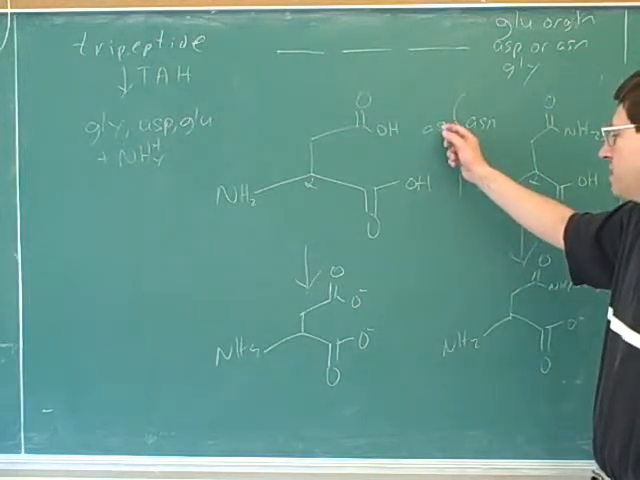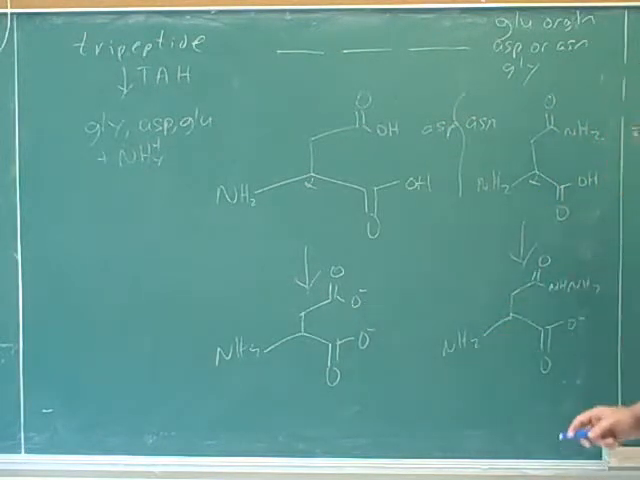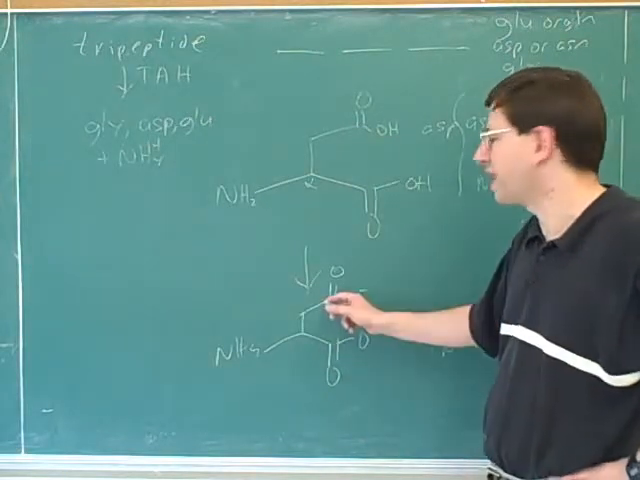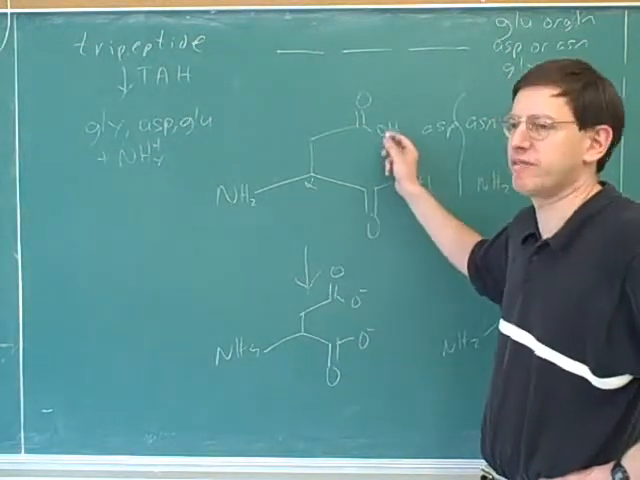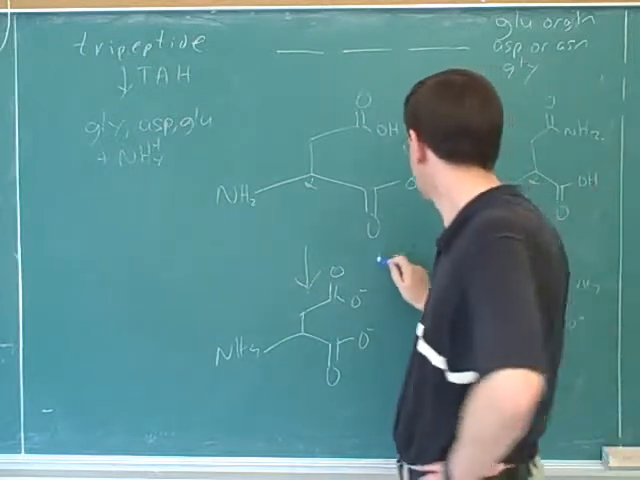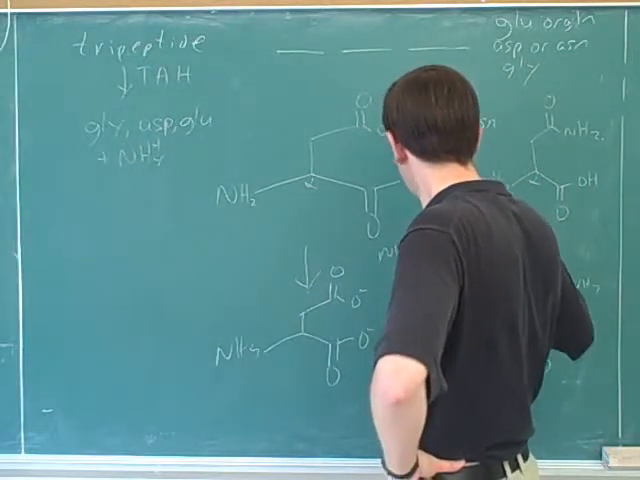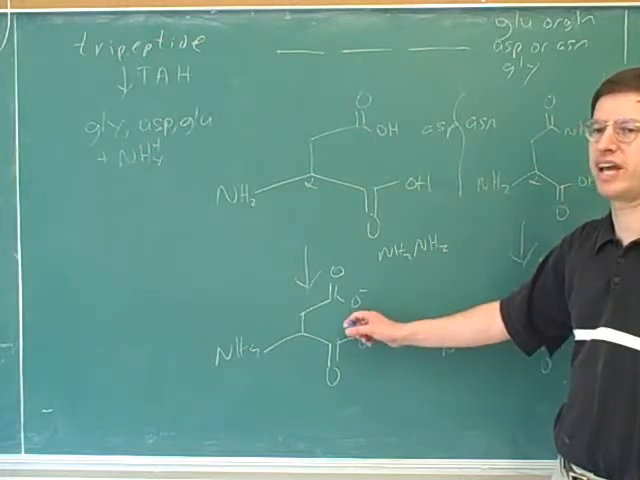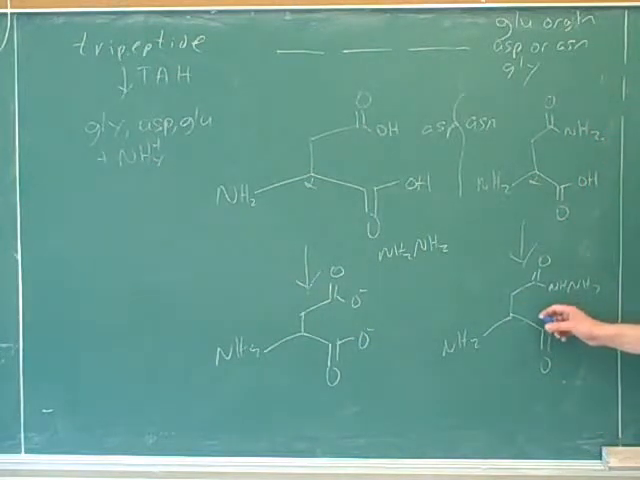Well, if you treat aspartic acid with hydrazine, you would get this. But if you treat asparagine with hydrazine, you would get this. So now we can work backwards. If we use hydrazine and we see this product, we know it came from asparagine. But if we use hydrazine and we see this product with a carboxylate on the side chain, then we know that came from aspartic acid. So hydrazine gives you two different products. It gives you one type of product when it attacks aspartic acid, and a different type of product when it attacks asparagine. So we can tell which of those we started with.